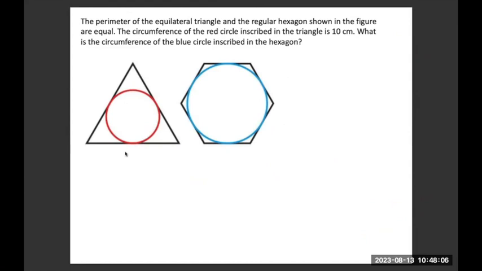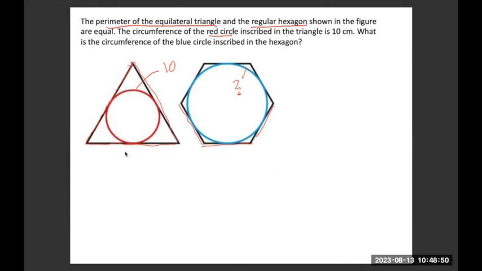Here you are given a condition which says the perimeters of the equilateral triangle and the regular hexagon shown are equal. This triangle and this hexagon have equal perimeter. The circumference of the red circle inscribed in the triangle is 10. What is the circumference of the blue circle is something which you have to find. Let me just try solving this, okay? It's a little bit complicated. It's just tricky, not complicated.